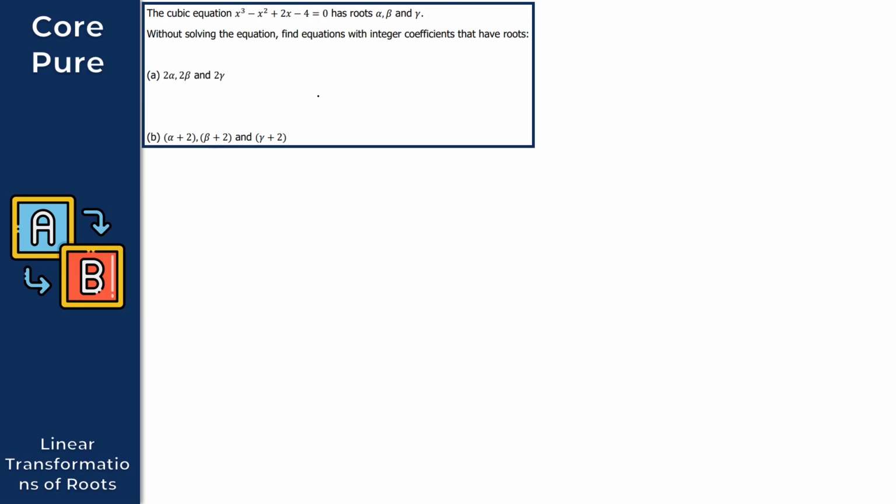So we've cleared the screen, and as we've already mentioned, we have the roots alpha plus 2, beta plus 2, and gamma plus 2. So for part B, again, we start by letting W be equal to, in this case, given that we've got alpha plus 2, beta plus 2, and gamma plus 2, W is equal to x plus 2. And again we just rearrange and make x the subject, so nice and straightforward. x in that case is equal to W minus 2.